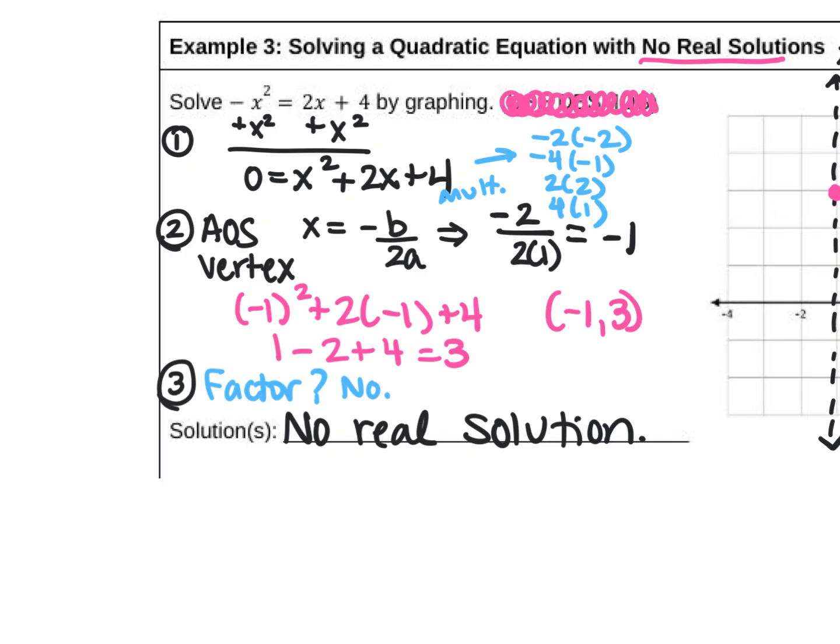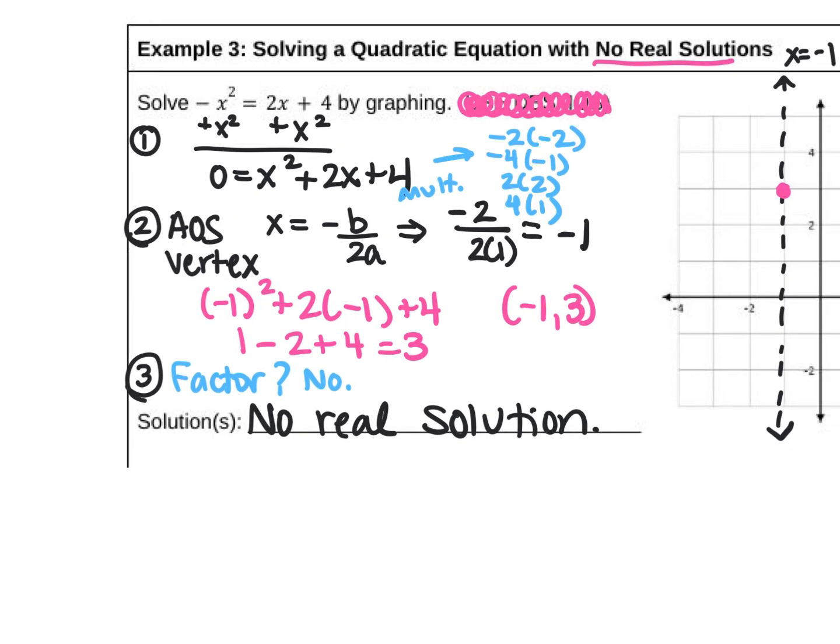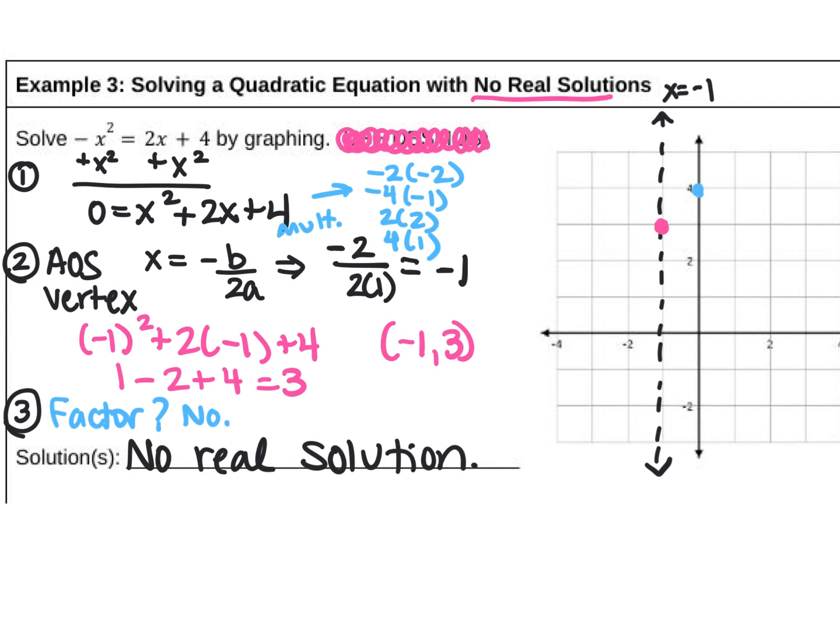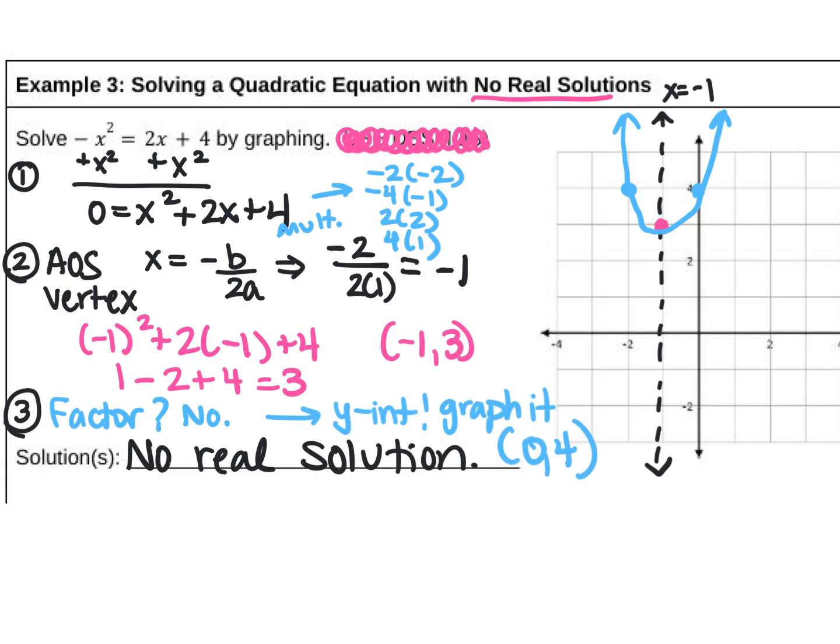Y-intercept, what would the y-intercept be? 4. Y-intercept is 4, so I get that on there, and then I reflect it over. There's my graph. So there's no solution. So we did the y-intercept, which we said was 4. And I agree with no real solutions is an RS. For you, Todd, of course. Yes. That's right. Any questions?